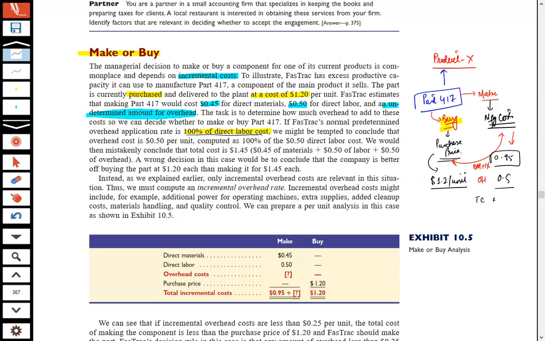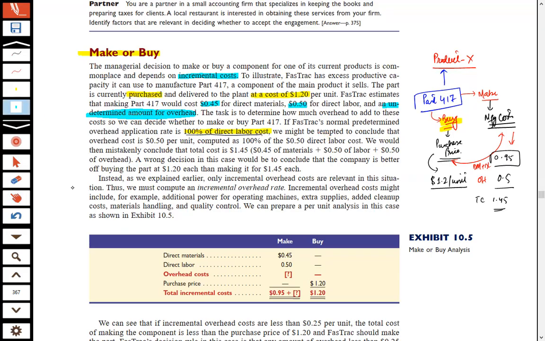Now we have arrived at the total cost. Would it be worthwhile to make it, or should we resort to buying it? Buy it. Okay. Now let's continue reading. We might be tempted to conclude that overhead cost is 0.5 per unit, computed as 100% of 0.5 direct labor cost, as we did in our calculation. We would then mistakenly conclude that the total cost is 1.45.